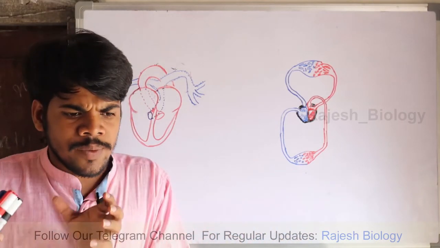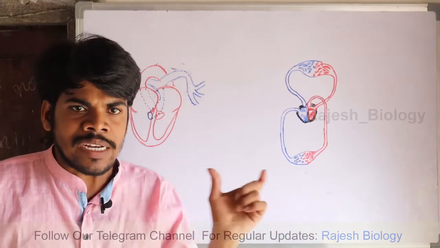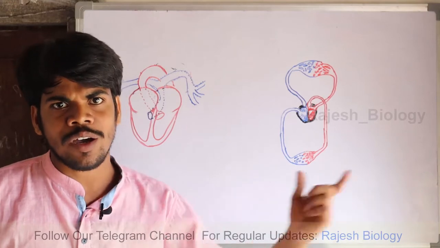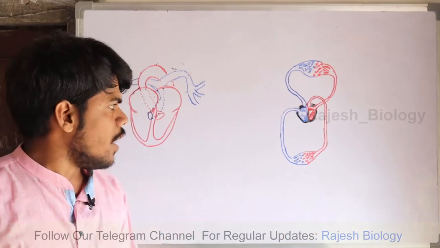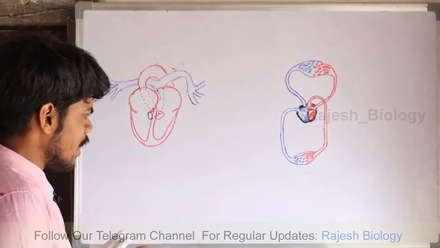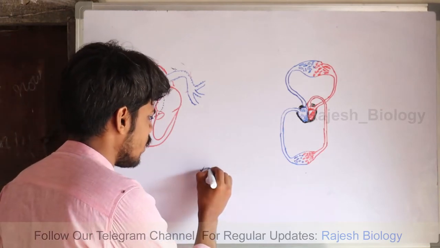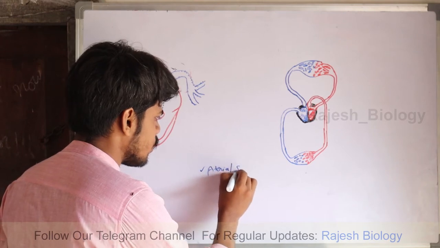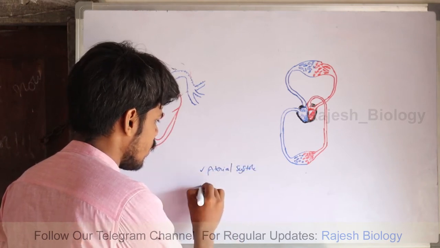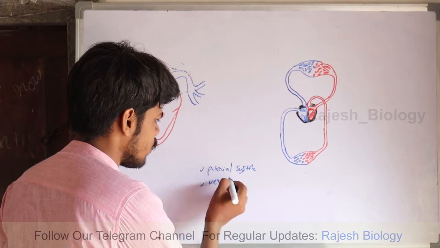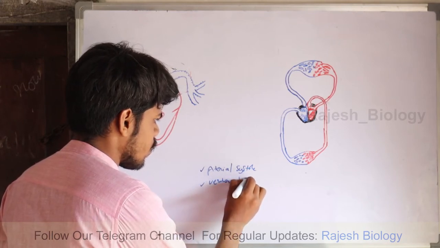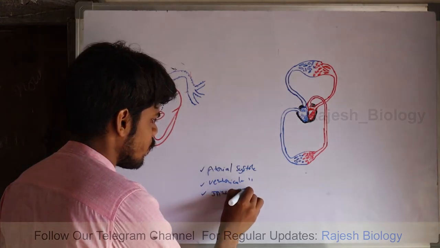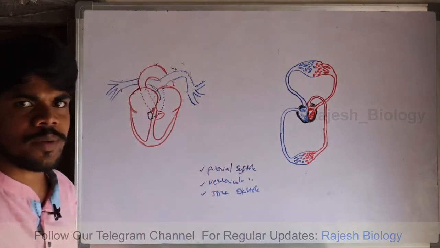The events which occur between one heartbeat to the next heartbeat constitute the cardiac cycle, because these are the cyclic events. All these events are cyclic, and the cardiac cycle has three main phases. They are atrial systole first, and ventricular systole, and joint diastole. It is also known as cardiac diastole.